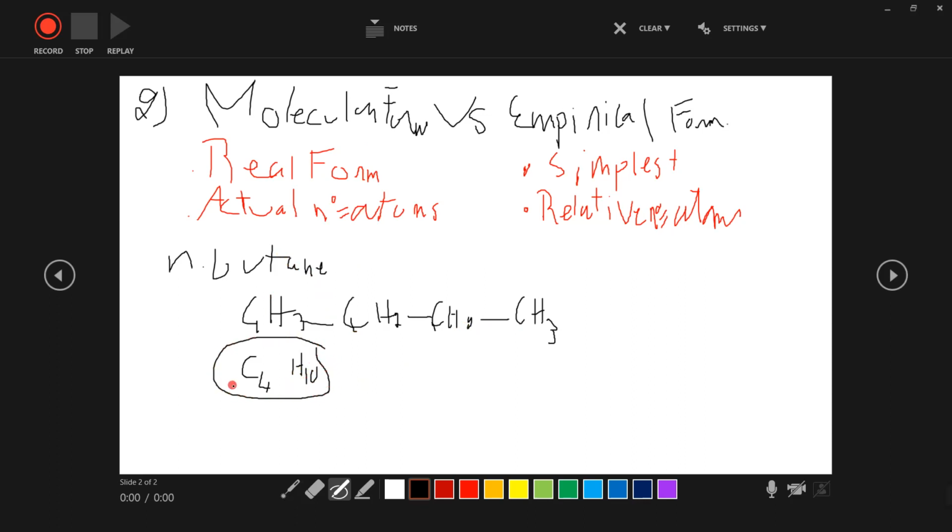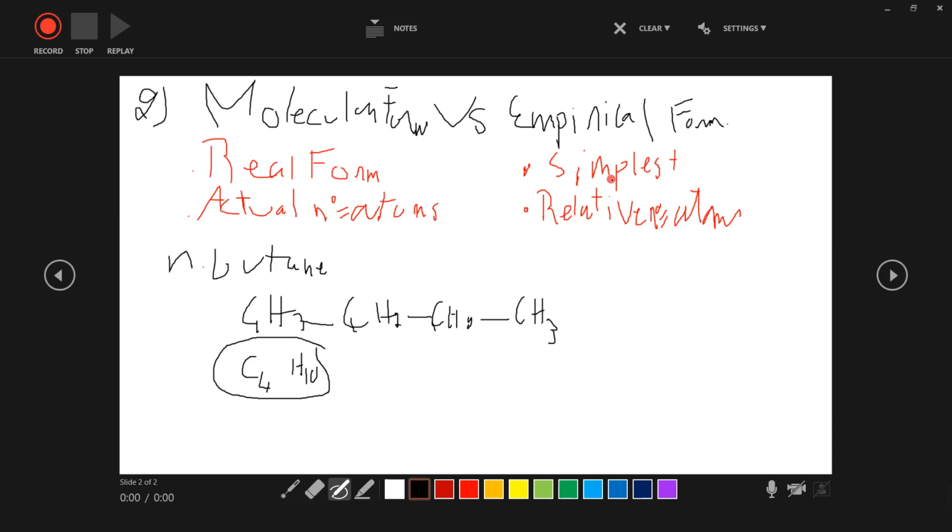This is the real formula. These numbers are the actual numbers. N-butane, yes, contains 4 carbon atoms and 10 hydrogen atoms. Those are real numbers, okay? But if I told you to calculate my empirical formula, this cannot be the empirical formula.